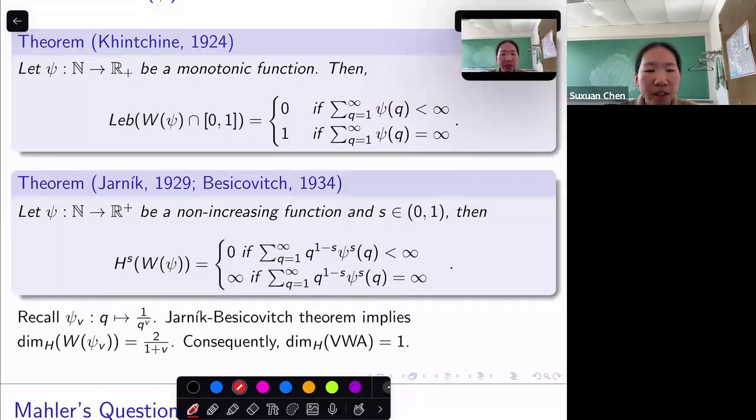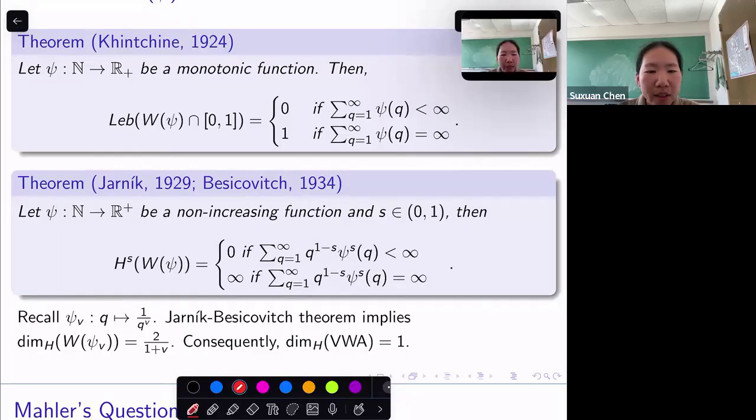We can view the Jarnik-Besicovitch theorem as a refinement of Khinchin's theorem, because if we consider the special function psi_v, which maps q to 1 over q to the v, then for v greater than 1, the sum of psi(q) converges. So its Lebesgue measure is 0. But if we apply the Jarnik-Besicovitch theorem, we get that the Hausdorff dimension of W psi_v is 2 over 1 plus v, because this value is the threshold for this infinite sum to diverge.